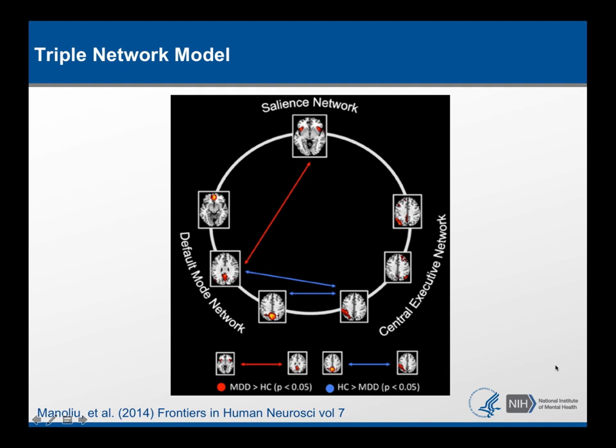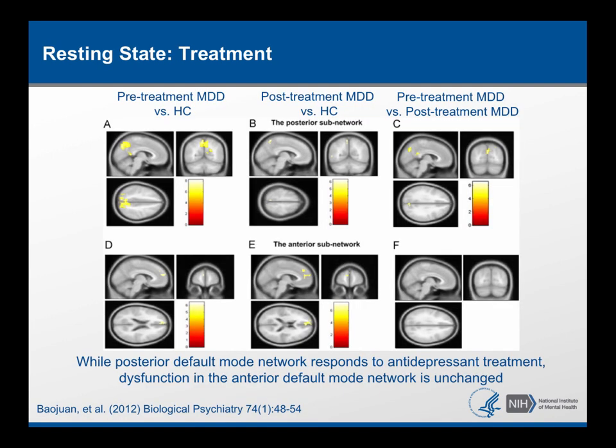Other studies have looked more directly at this, looking at individual regions within each of these networks and how they interact in depressed and non-depressed subjects. But at this point, there hasn't been enough work, in particular looking at this triple network model in depression, to form a scientific consensus yet.